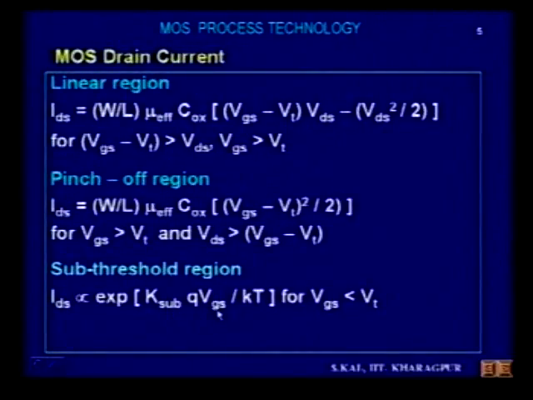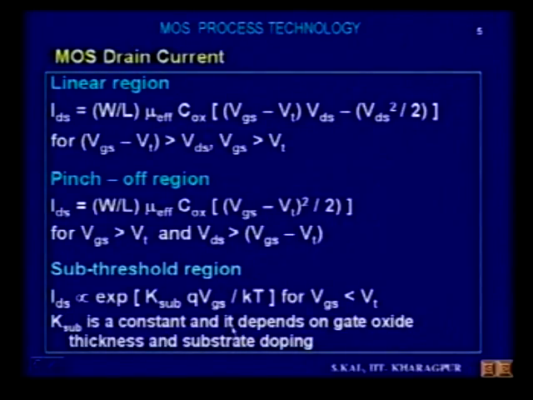So in the sub-threshold region, the current is proportional to K substrate times exponential of (q VGS by kT), where K substrate is a constant, and it depends on gate oxide thickness and substrate doping. Others are known. K is the Boltzmann constant, T is the temperature, and VGS is the gate source voltage. So this is the sub-threshold region.